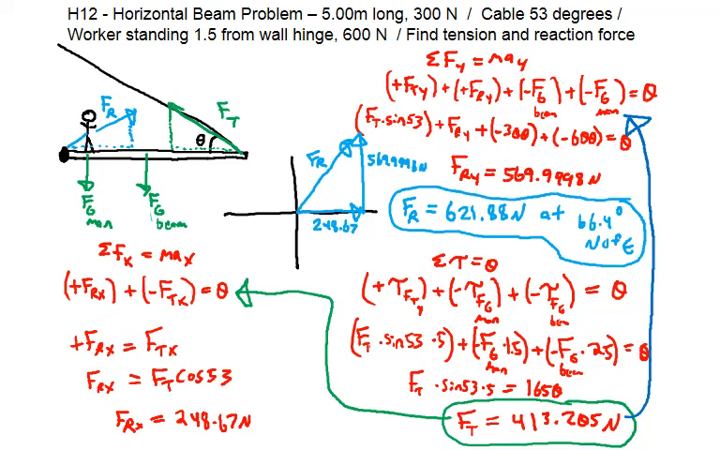So the adjacent over the hypotenuse, tangent, inverse tangent of opposite over adjacent, rather. Opposite side over the adjacent, inverse tangent, so 66.4.